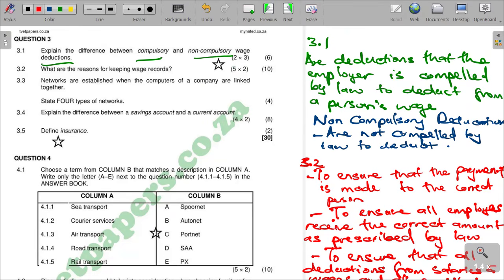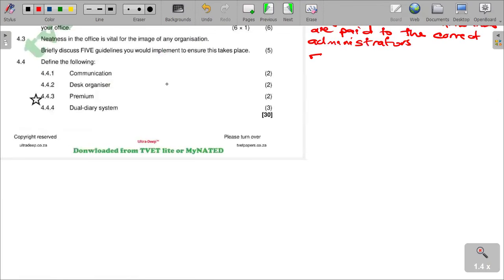3.3. Networks are established when the computers of a company are linked together. State 4 types of networks. So we're going to list types of networks. We have what we call a local area network. It's campus area network.